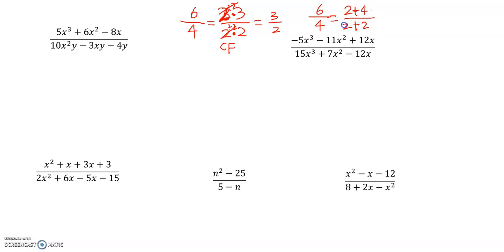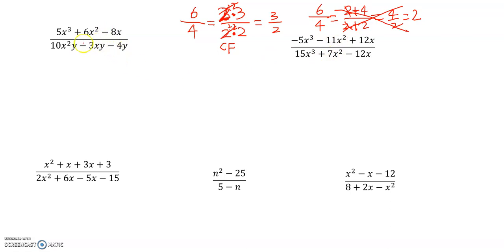So if we were able to cross out 2 and a 2, we would get a 4 over 2, which gives us a 2. That's definitely incorrect, because we know that 6 is not really twice of 4. So this is incorrect.